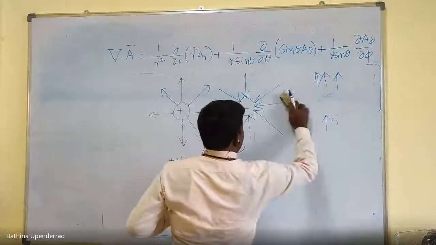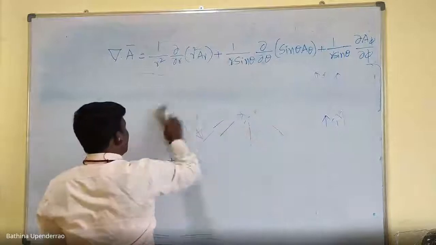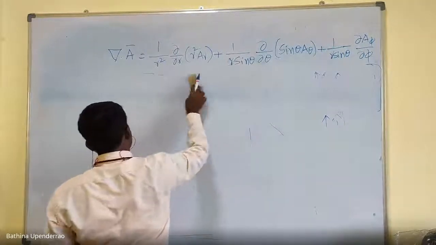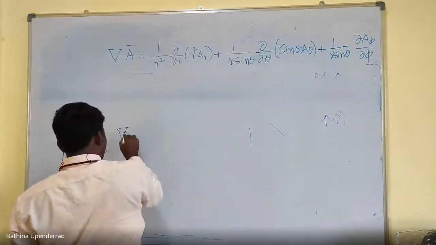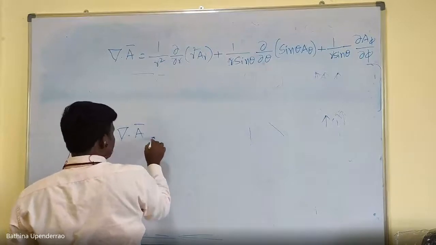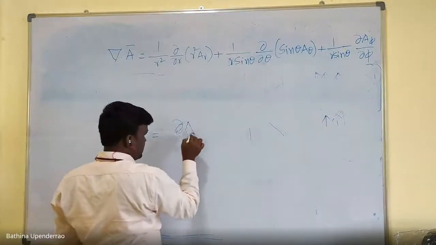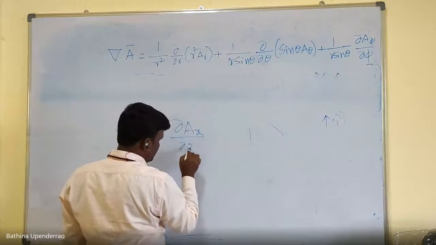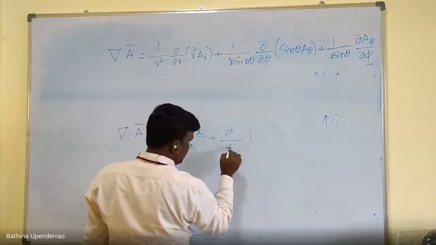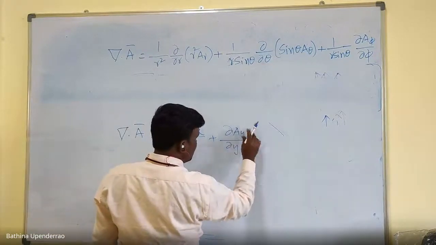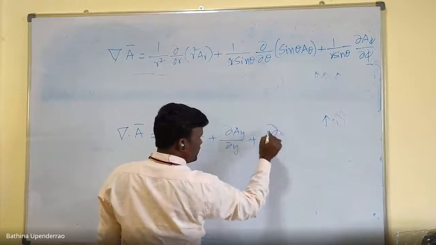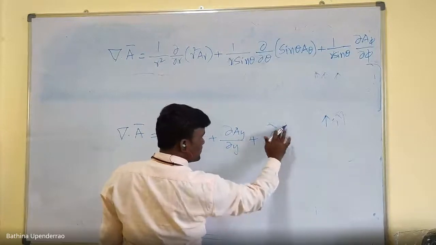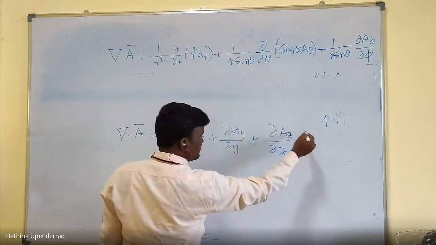And we can write the derived formulas in different coordinate systems as follows. We can easily remember for Cartesian coordinate system like this. For x, dou by dou x. For y, dou by dou y, here you can write A y. And for z, dou by dou z of A z.